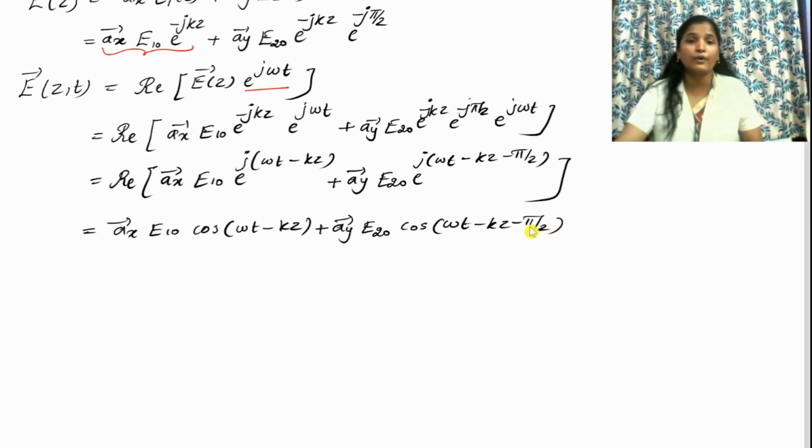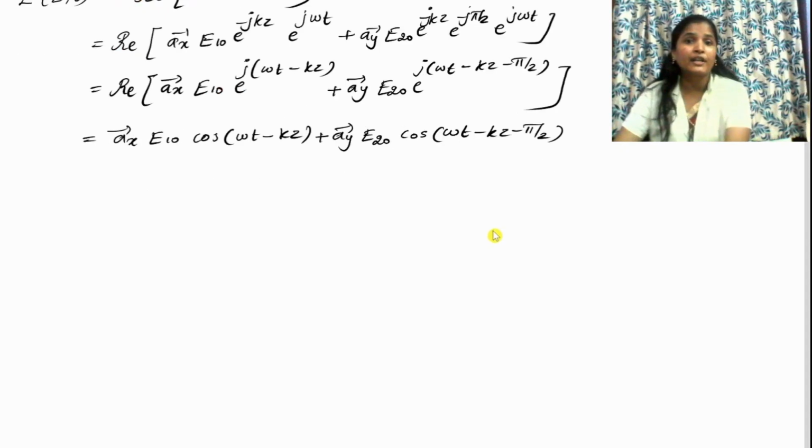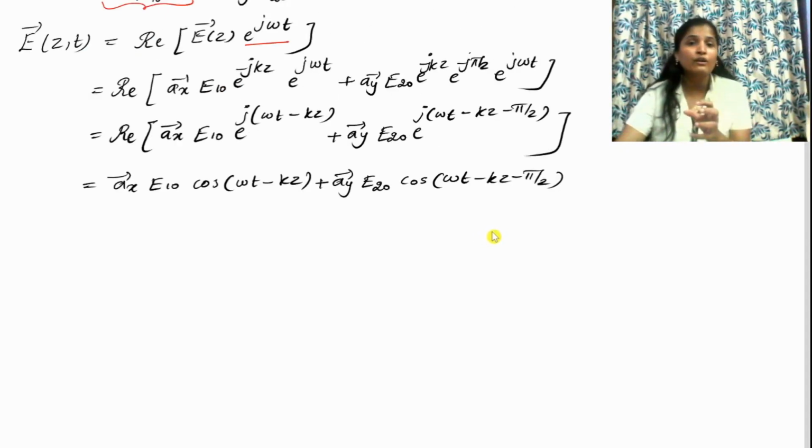With this equation we have to check in which direction the wave is polarized. In order to analyze the polarization, we set z is equal to 0 in this equation. So let us set z is equal to 0.